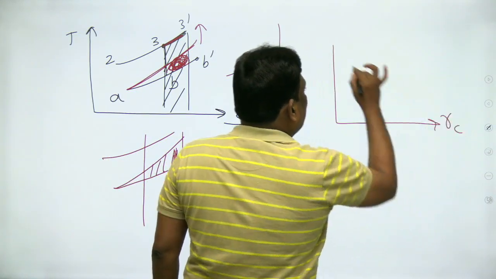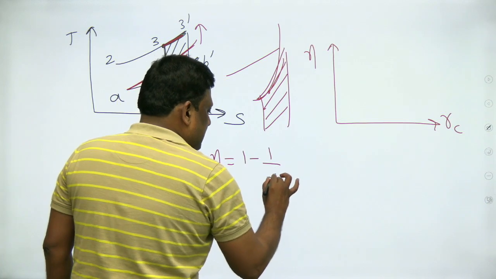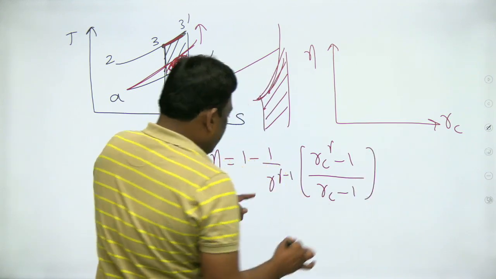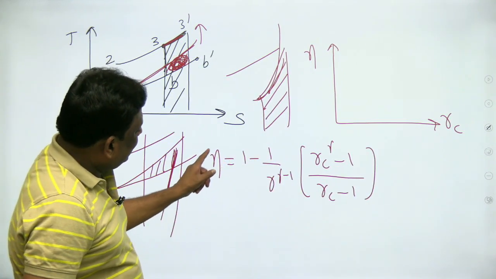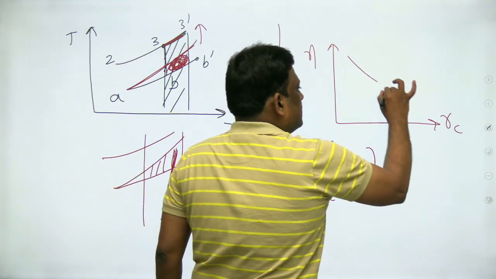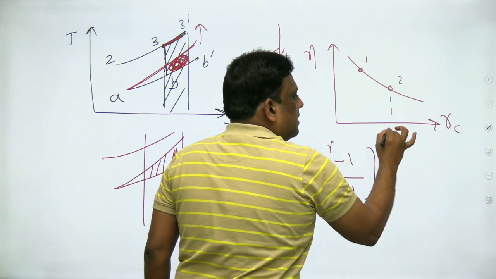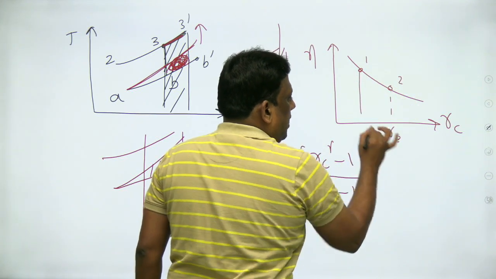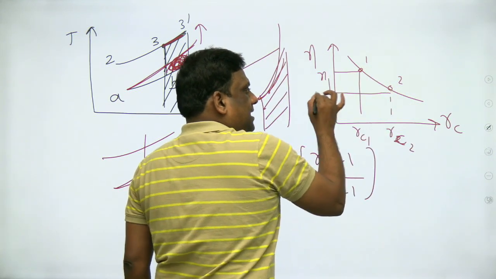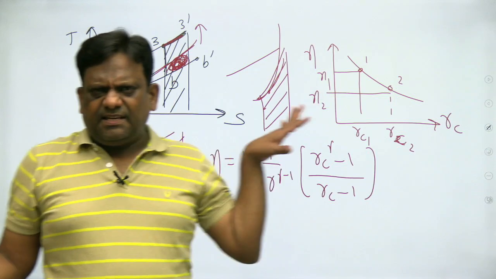If I plot RC versus efficiency, we already have the equation. I derived it in the last class. It was something like this: RC power gamma minus 1 by RC minus 1. For a given compression ratio R, you can easily calculate the slope d eta by d RC. If you differentiate, you will get a curve something like this. With increase in cutoff ratio, if I take 2 points, this is the higher cutoff ratio and this is the lower cutoff ratio RC2. At lower cutoff ratio, efficiency is more. At higher cutoff ratio, efficiency is less because heat rejection is more. Very simple, my dear students.